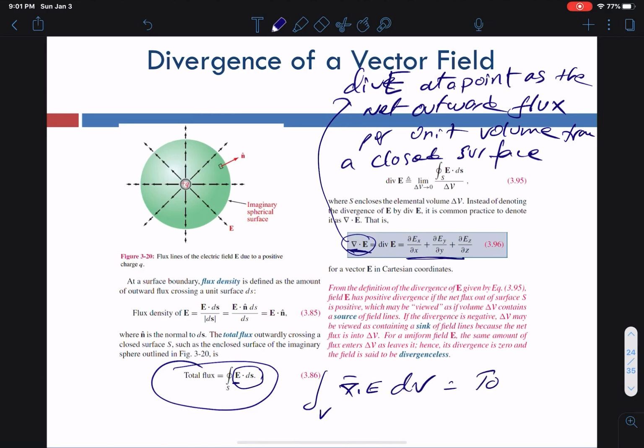Look here. So the total flux can be found this way. This is per unit volume, so you can do the volume integration of the divergence of E to get the total flux. Or if you know the flux, you do the closed surface integration and also get the total flux. That means these two are equal. That is called the divergence theorem.